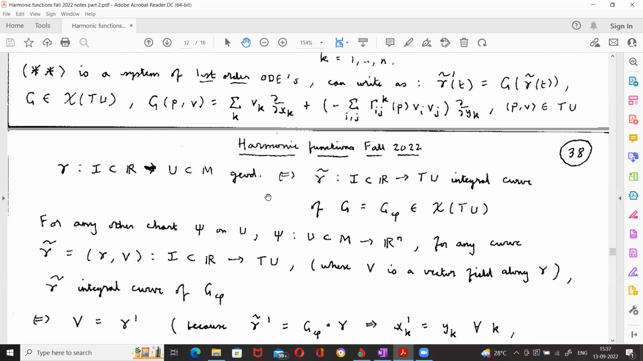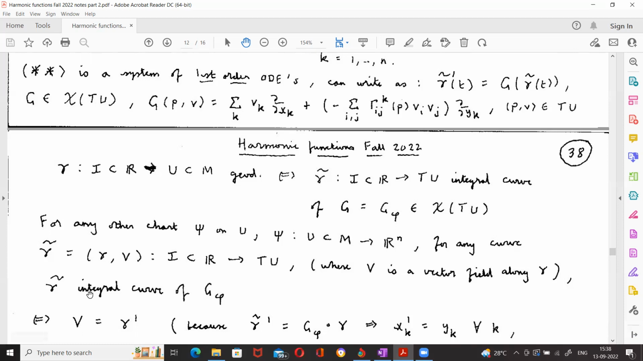Now I want to see that this vector field G is actually independent of the choice of chart. So if I take another chart psi on the same open set U, then any curve gamma tilde in the tangent bundle over U, I can write as a pair: a curve gamma in M together with a vector field V along gamma.